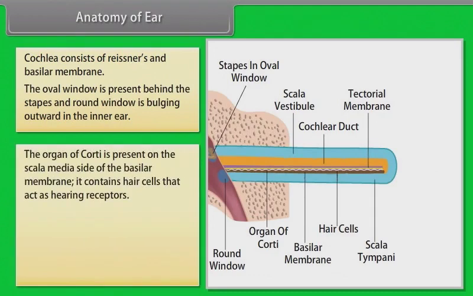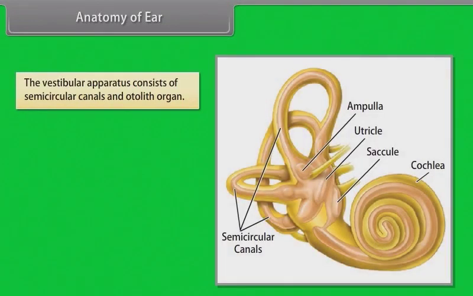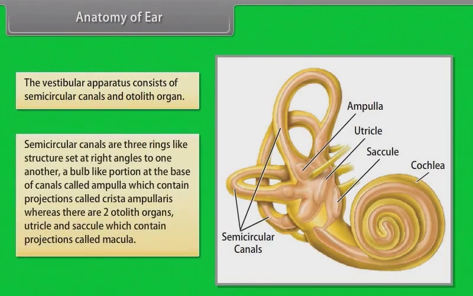The organ of Corti is present on the scala media side of the basilar membrane. It contains hair cells that act as hearing receptors. The end of the hair cell is connected with afferent nerve fibers. Above the hair cells, a membrane called the tectorial membrane is present. The vestibular apparatus consists of the semicircular canals and otolith organs. Semicircular canals are three ring-like structures set at right angles to one another, with a bulb-like portion at the base of the canals called the ampulla, which contains projections called the crista ampullaris. There are two otolith organs, the utricle and saccule, which contain projections called the macula.